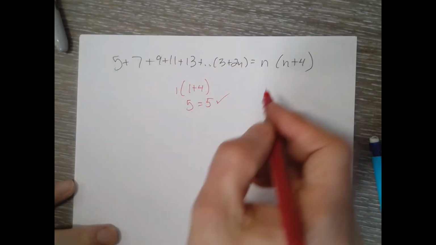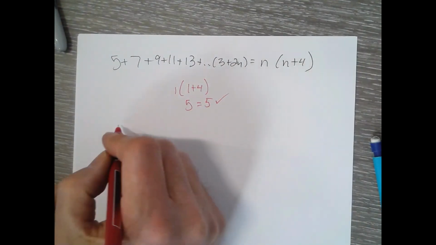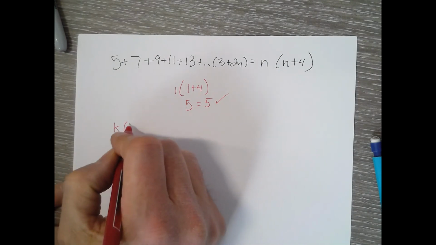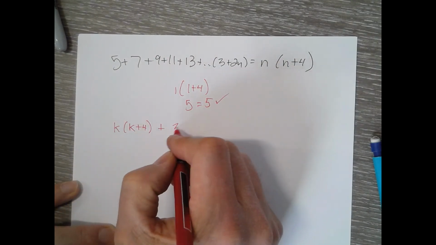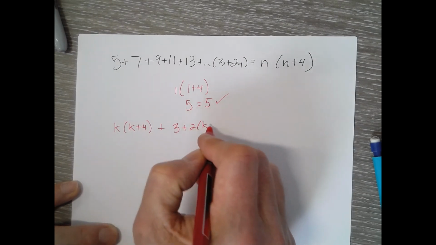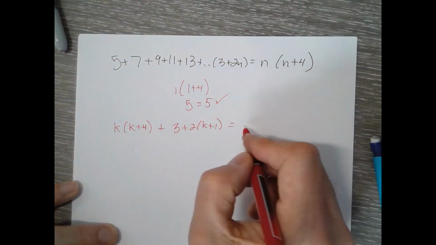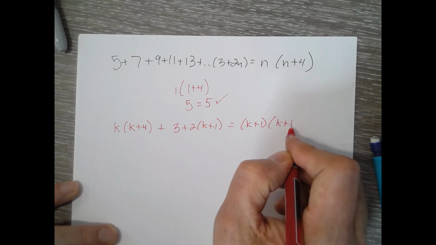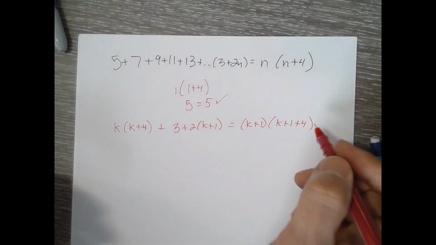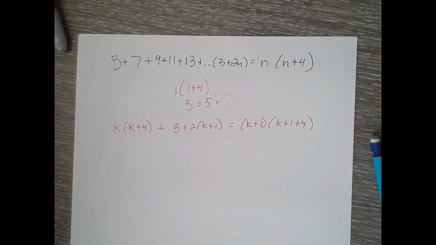So now we'll do this one in terms of k, so k times k plus 4, plus this one in terms of k plus 1, 3 plus 2 times k plus 1, is equal to that one in terms of k plus 1. How many got that far? Good. So now we got to do stuff.